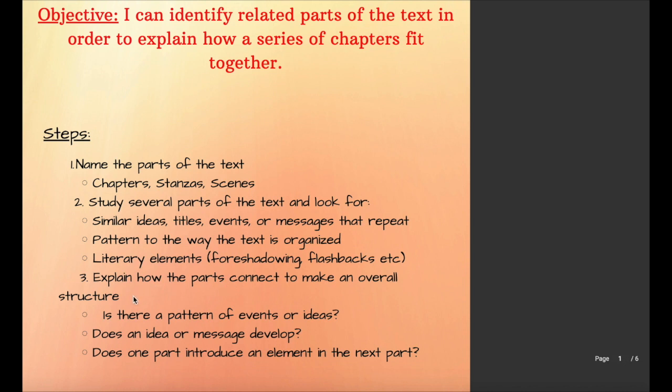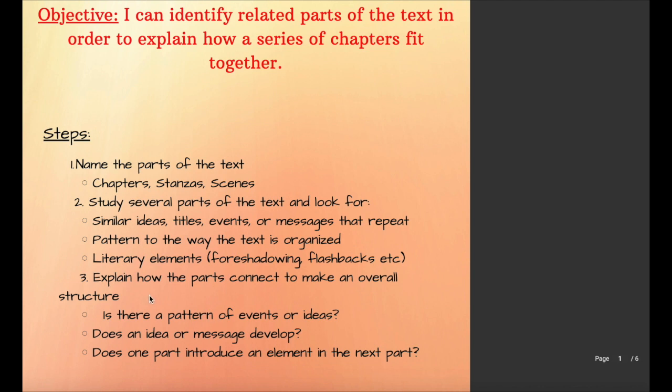Step 3, explain how the parts connect to make an overall structure. So how do all these pieces fit together? I like to think of it like a puzzle, right? When I'm reading a book, I'm getting different pieces. And by the time I'm at the end of the story, I can put them all together. I can see the big picture. And that's how a book is written. That's how passages and poems are written. They all form a larger picture. We talk about theme, they form lessons that my characters learn, and so on. So it's important to understand that.